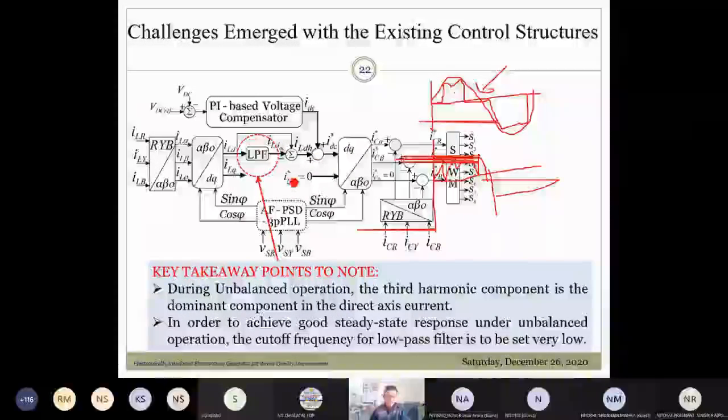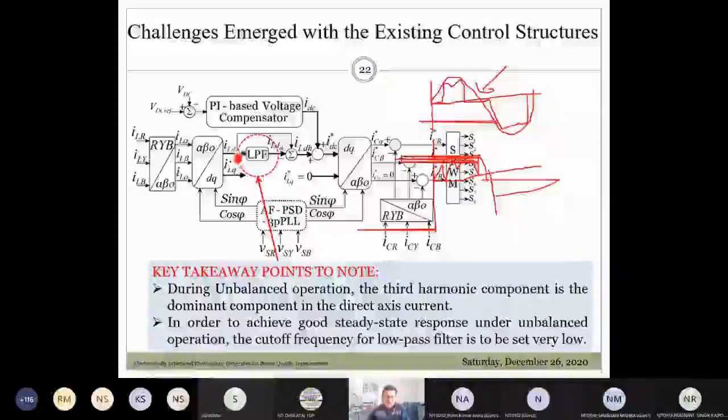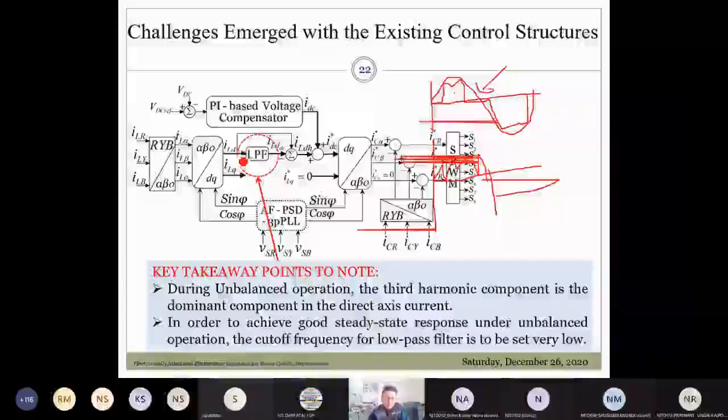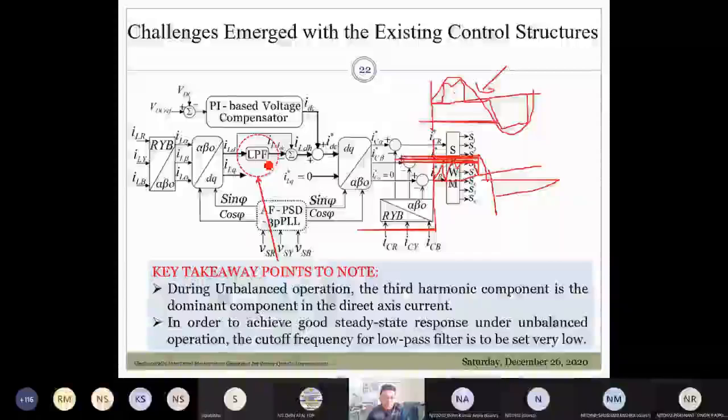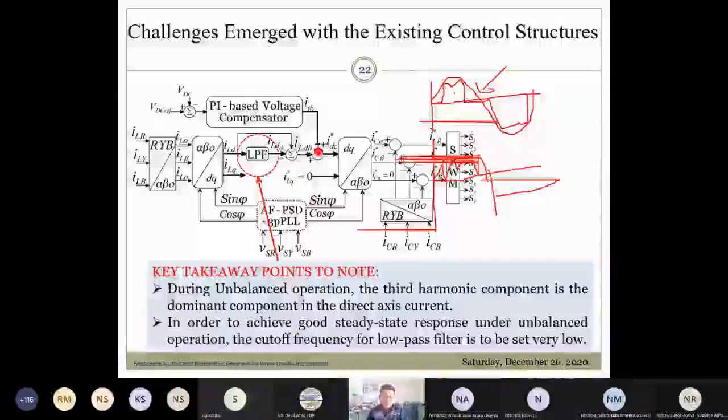synchronously rotating reference frame. Now see, what have you done with this low pass filter? You have this d axis component and q axis component. This direct axis component implies the active, reactive and harmonic components. What you want to do is remove the harmonic components, so you employ the low pass filter. It will extract the DC component. This DC component is nothing but the average or fundamental component of the load current, so it will give you the magnitude.